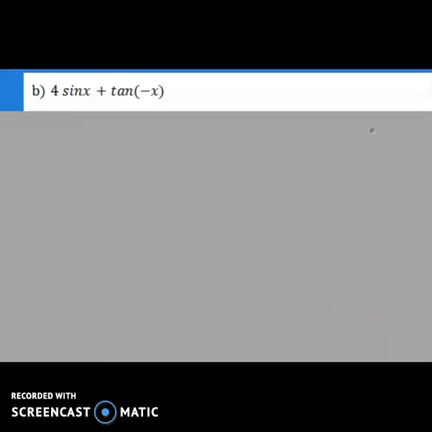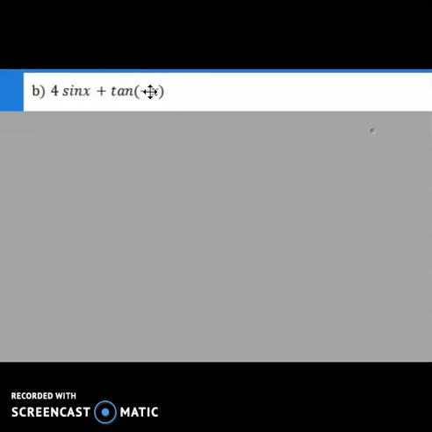We go to the b part of the sum. So part b tells us 4 sine of x plus tan of negative x. Now, tan of x was in the third quadrant, but now they talk of tan of negative x. Now, the rule says the ratio of any negative number is negative the ratio of that number.